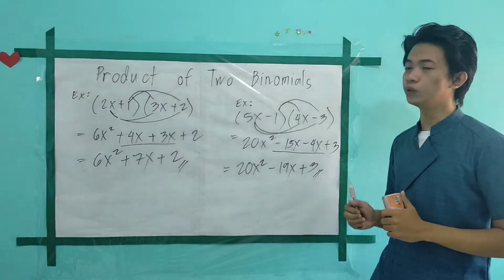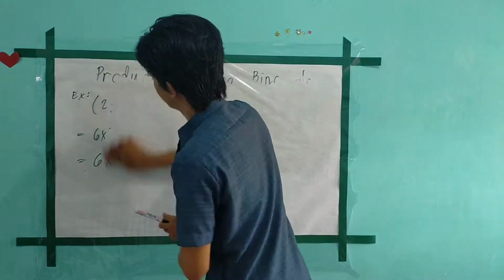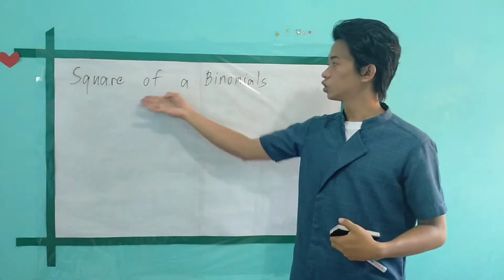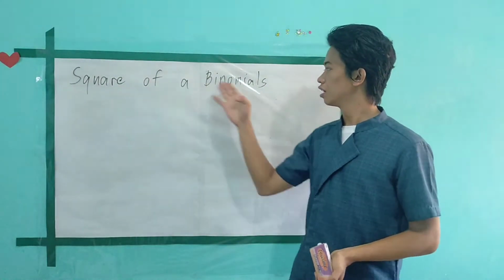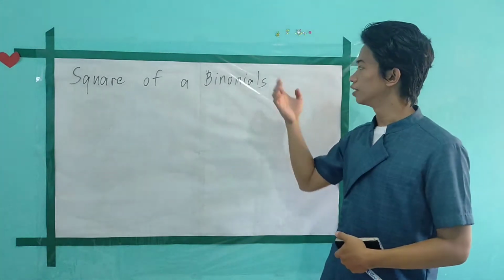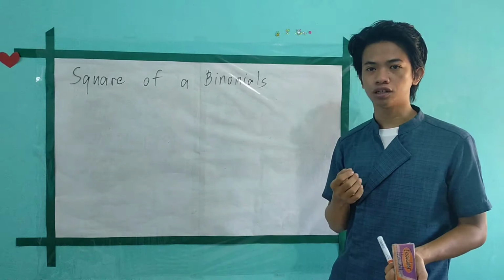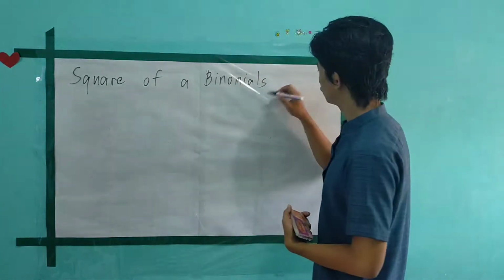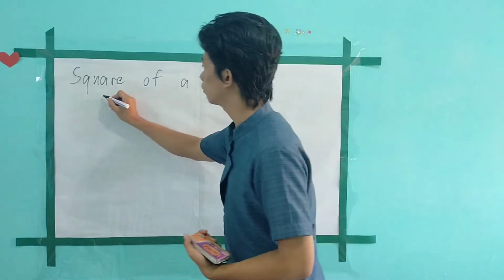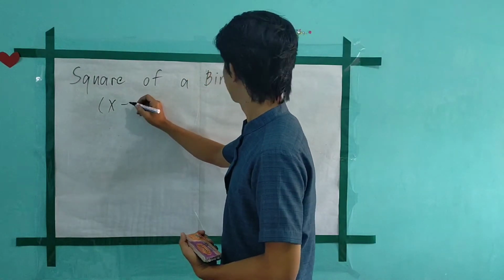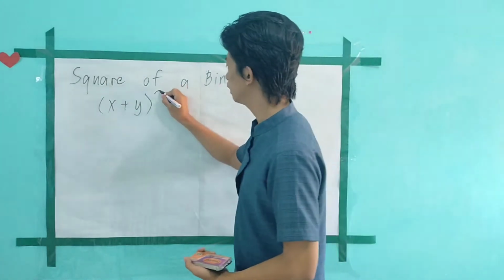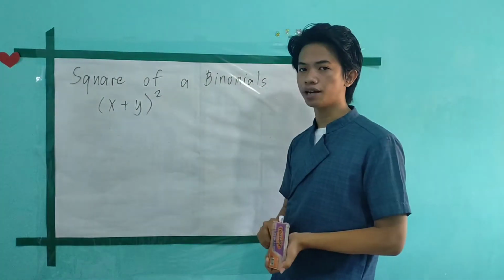So next, let's proceed to the square of a binomial. Again, square of a binomial. When we say square, the expression is raised to 2. Then binomial, a polynomial with 2 terms. So let's have an example. Let's write first a binomial, let's say x plus y. 1 term, 2 terms. And square, that's it. Square of a binomial.